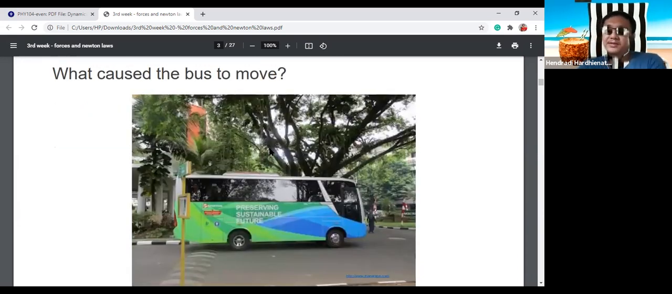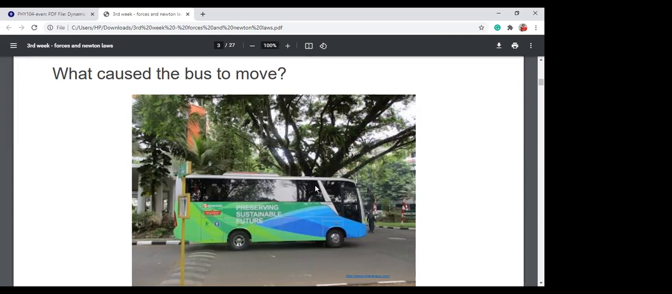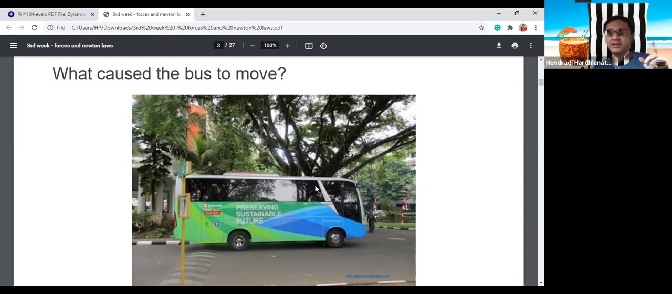The first question is very closely related to daily activities. For example, you know this bus. This is the Green Campus bus. And this bus is responsible for picking you up in some places and then bringing you around the campus. And what caused the bus to move? If we study kinematics, we are only concerned with the velocity, distance, and time, and then try to find the position at a certain time. But now the question is, what caused the bus to move? Well, I will ask one of you.